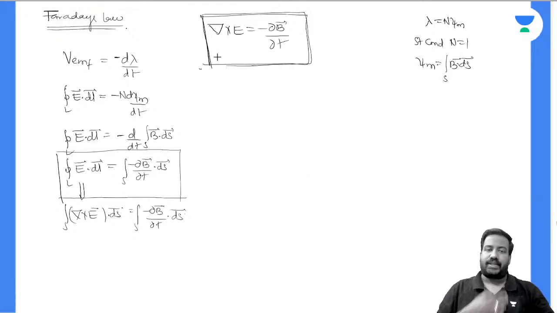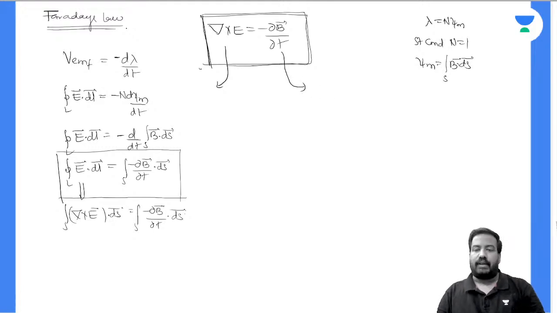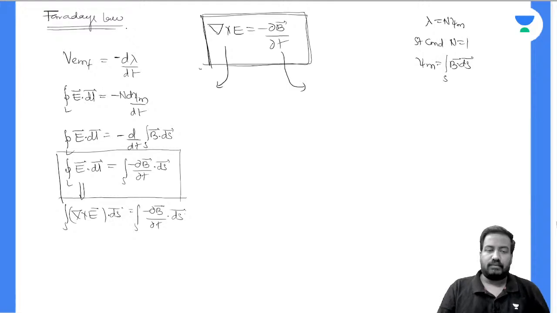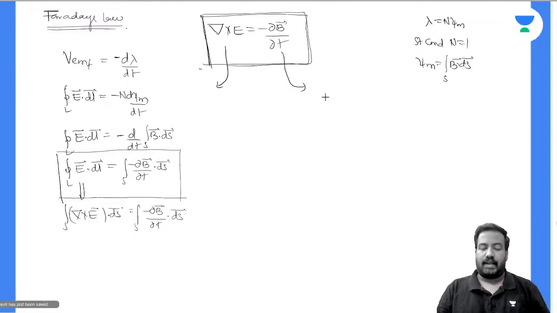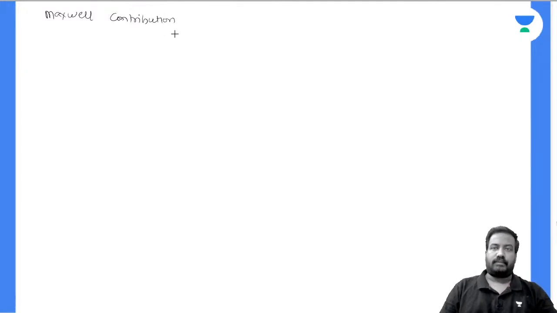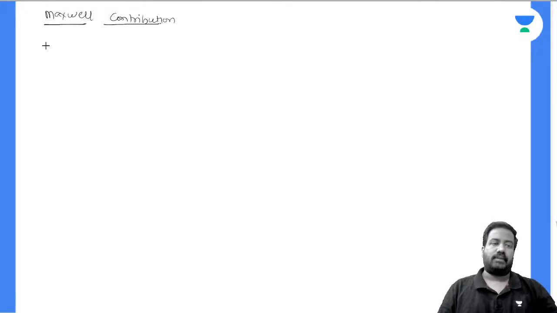Very clearly, the spatial orientation of electric field depends on time varying magnetic field. Clear? Last one is Maxwell's contribution. What is Maxwell's contribution here?